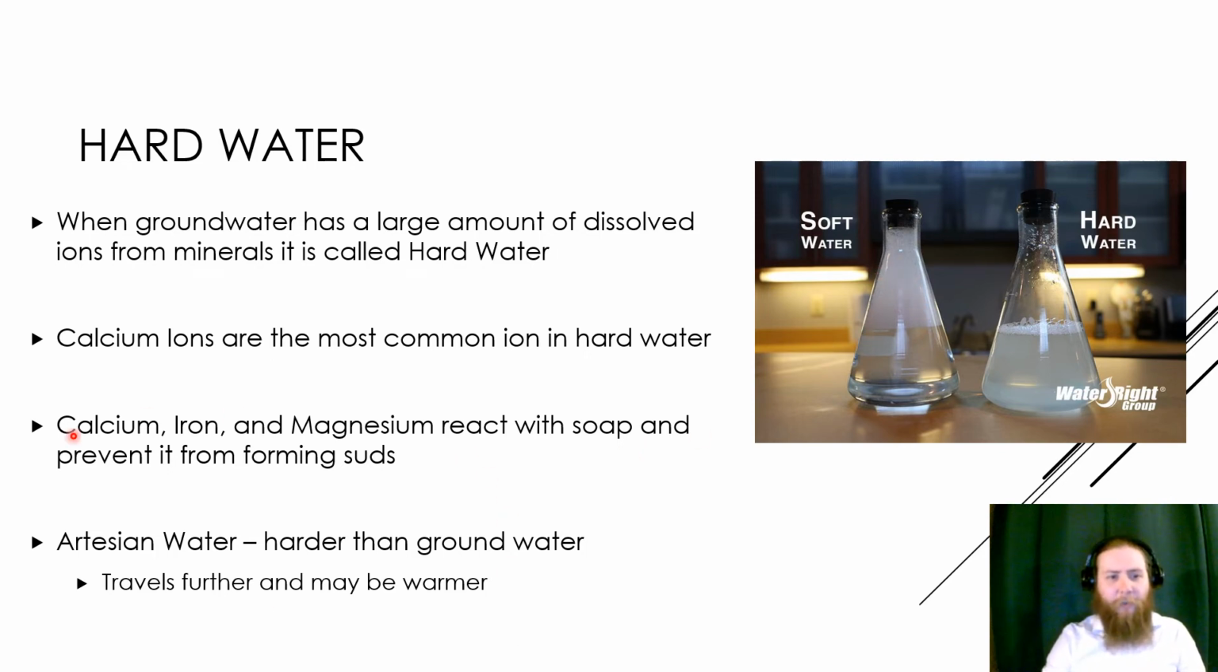And our artesian water is usually harder than normal groundwater. It can travel further, and it can be warmer as it's under pressure and coming from deeper in the earth. So it can have more of these minerals in it. You can get to a level where it's too hard to drink safely. But most hard water coming out of like a well is still pretty safe to drink.